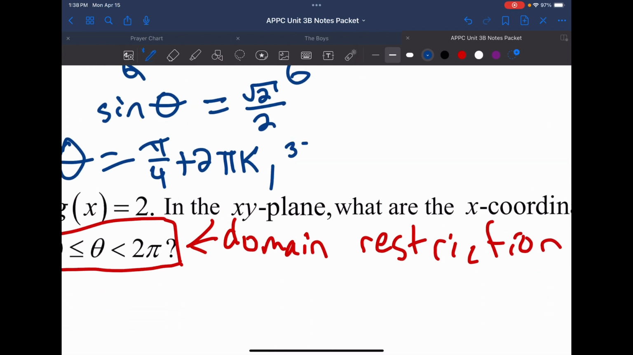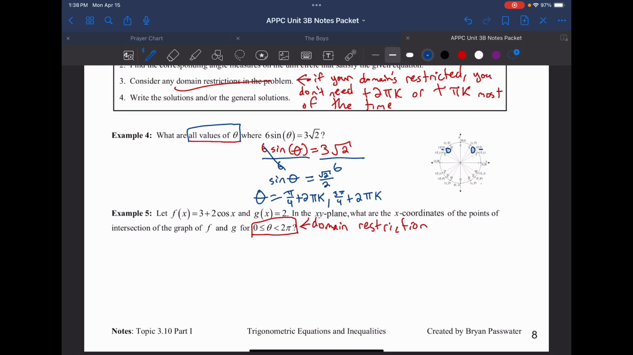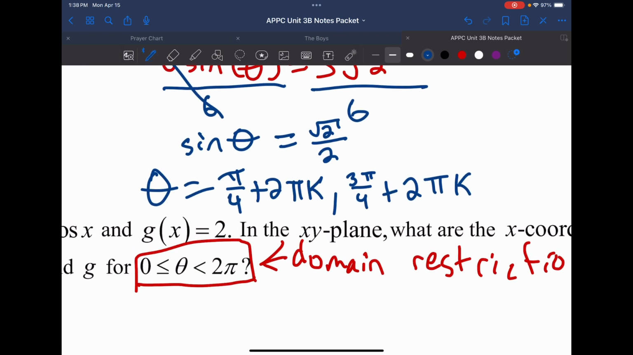So 3 pi over 4 plus 2 pi k. And that's done. So my theta values here are pi over 4 plus the period of sine, and 3 pi over 4 plus or minus the period of sine. Any number of periods. So remember, k is just how many times you want to do the period.